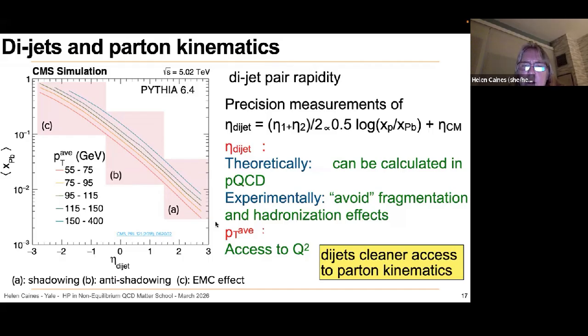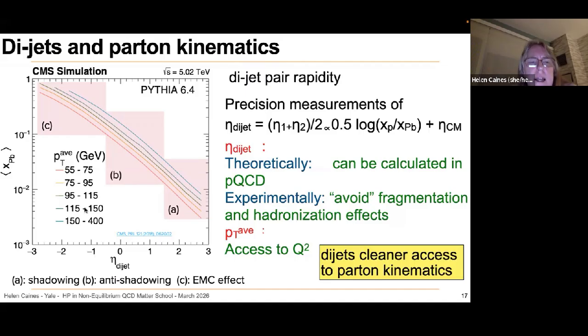And by looking at the average pT of the back-to-back jets, in principle, it should be the same because it's coming out of the hard collision. We have access to the Q squared of the collision. So you see, I'm nicely getting access to things I was looking at in the nuclear PDF, both the Q squared and the X of the collision.